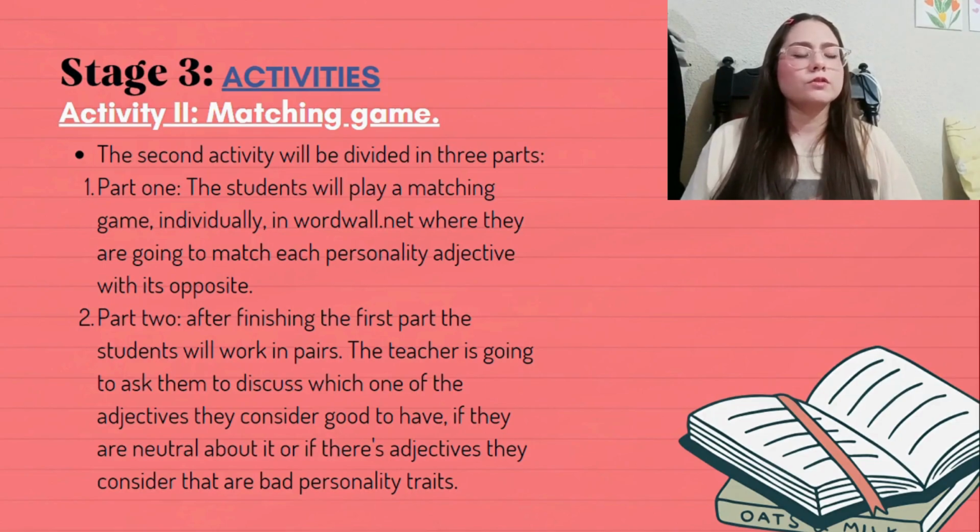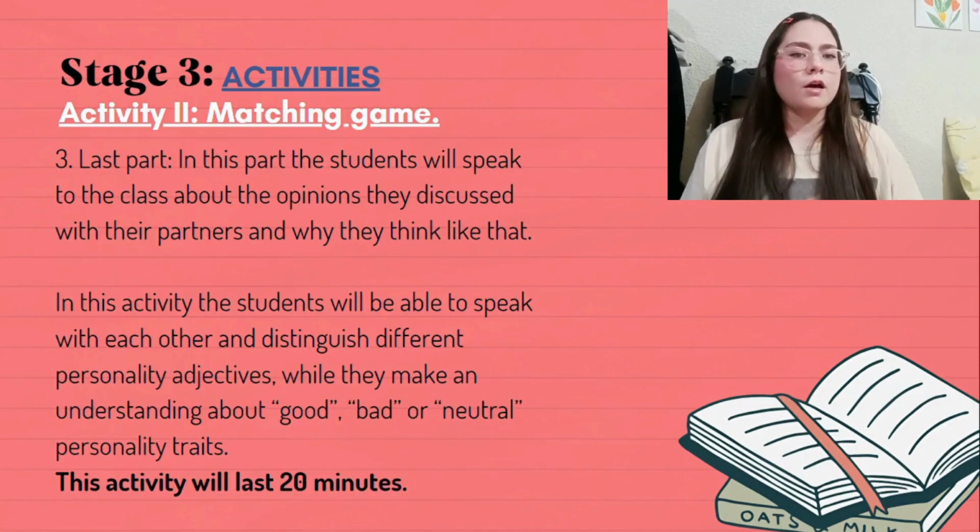And in the second part, after finishing the first part, the students will work in pairs. The teacher is going to ask them to discuss which one of the adjectives they consider good to have, if they are neutral about it, or if there are adjectives that they consider bad personality traits. And in the last part, the students will speak to the class about the opinions they discussed with their partners and why they think like that.